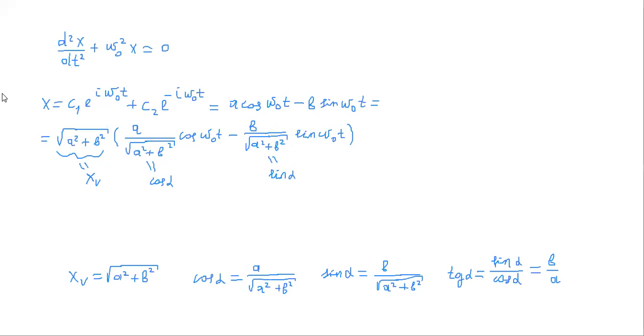And we can write that this is equal to xv multiplied by cosine alpha cosine omega 0 t minus sinus alpha sinus omega 0 t.